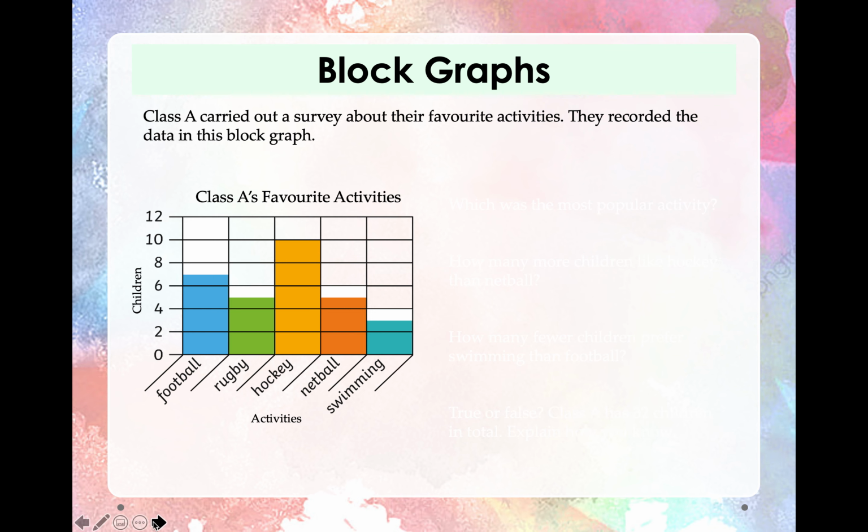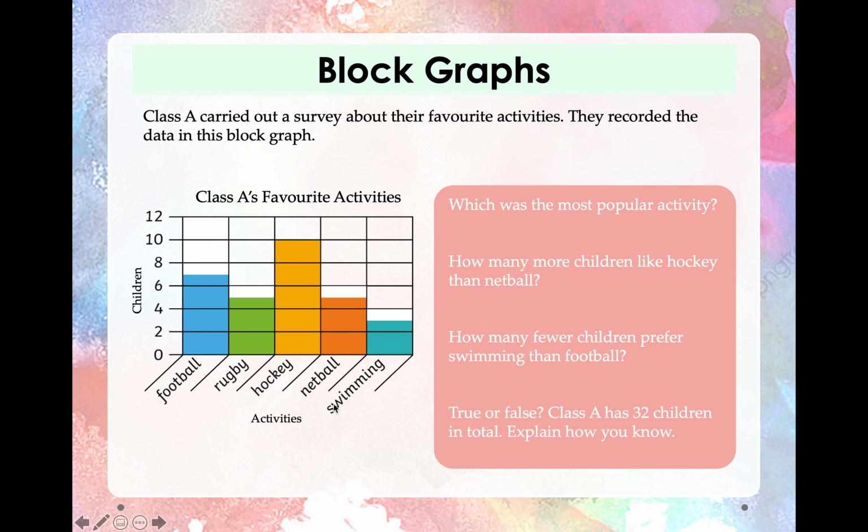Let us look at this block graph over here. Class A carried out a survey about their favorite activities, and they made this block graph to show their information. We have football, rugby, hockey, netball, and swimming. Which was the most popular activity? If you've guessed that the most popular activity is hockey, well done. You are correct.